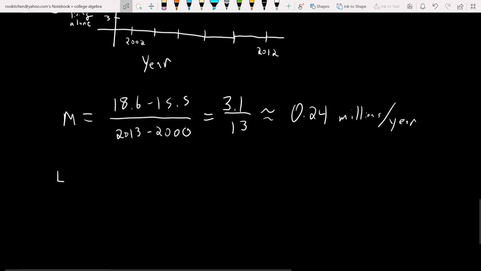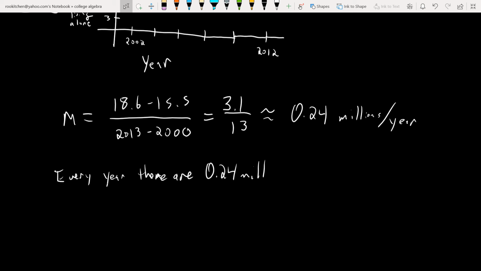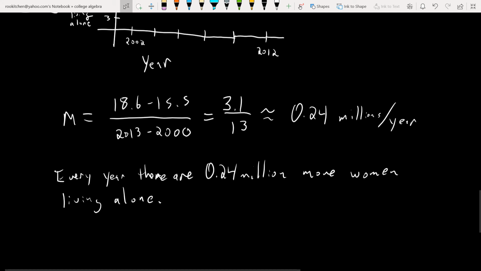It means every year there are 0.24 million more women living alone. Okay, so being able to interpret this, good thing.